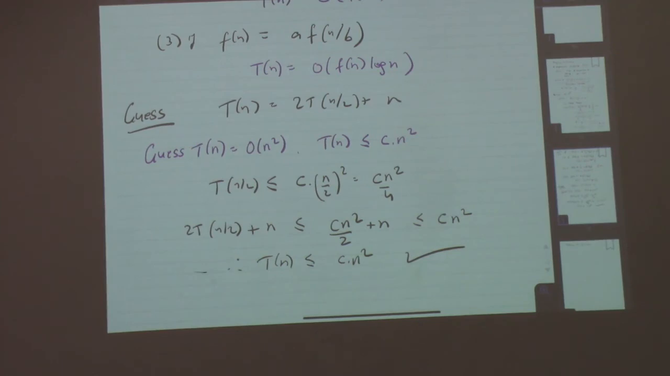But this doesn't tell you this is the best possible. This merely says, yes, we know for sure that T of n is less than C n squared. Which is okay, but like I said, you may not have the best possible analysis of your problem. So you can say, well, if that guess works, let me try a new guess that is linear. It's not quadratic, it's a linear expression.